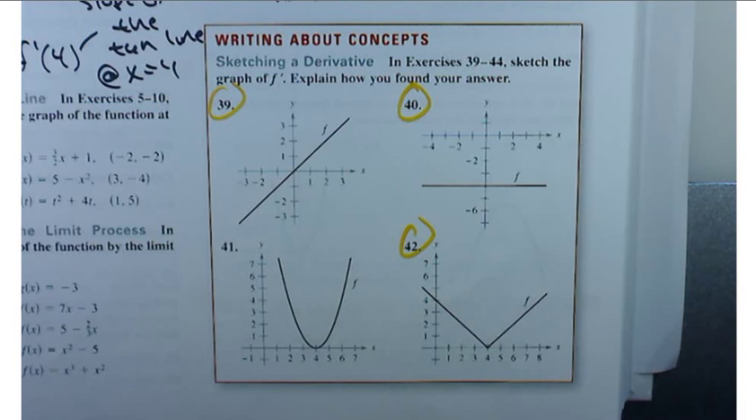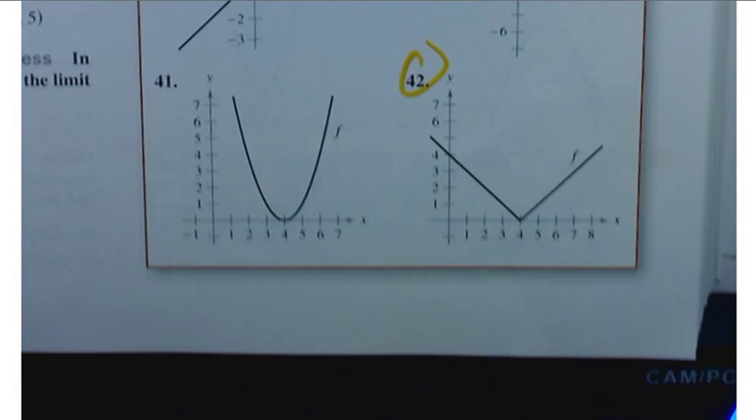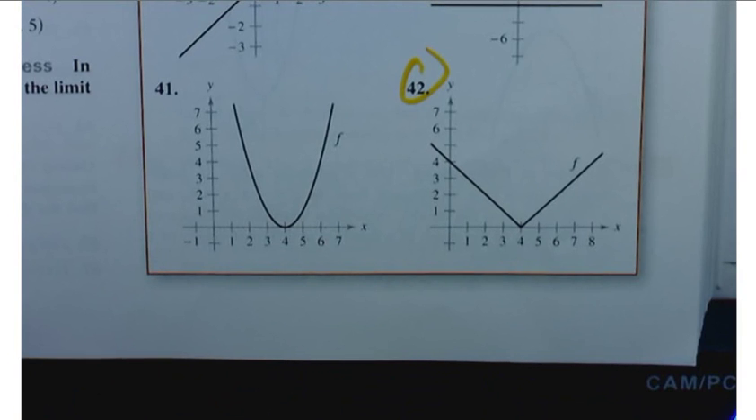So let's move down to 42 then. See if I can zoom in a little bit on that. In 42, there is some change, right? In fact, the change changes at a point. So as you're coming close to 4 from the left, what's happening to the function? Is it decreasing or increasing? Decreasing. But it's decreasing at a steady rate, correct? It's decreasing at a constant rate.